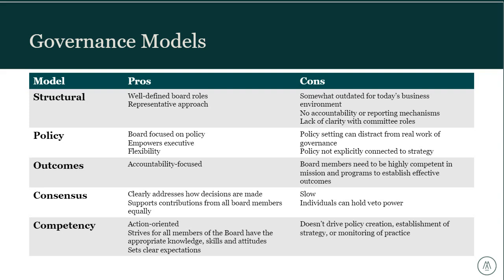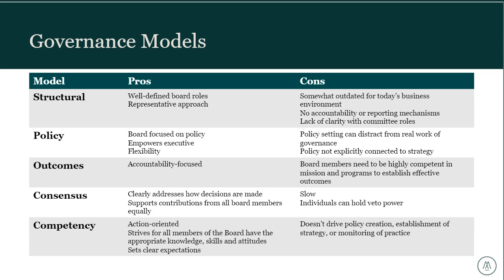There are quite a few governance models out there that organizations can use. We most often see the top two on this slide, the structural and the policy models. Structural models, I would say, are the traditional board model, whereas policy governance really came into light in the 90s and has been big especially in school boards. A lot of larger organizations find policy governance to be very effective.